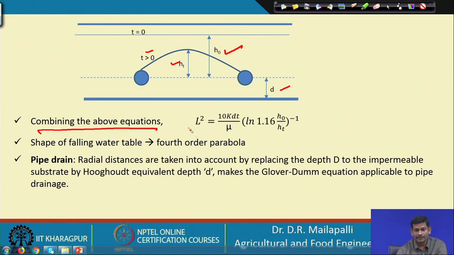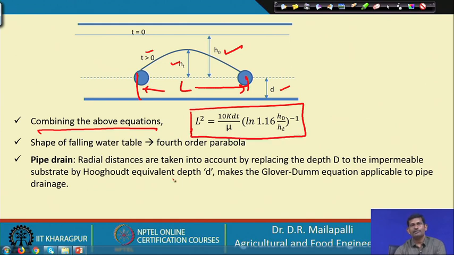Here d is the small d. Combining the above equations, you can find out the drain spacing L between the two drains, which is equal to the square root of 10 k d t by mu into ln of 1.16 h naught by h t, power minus 1. So, from the previous equation, you can find the drain spacing formula using the Glover-Dumm equation for unsteady state conditions. The shape of the falling water table is a fourth order parabola, if you rearrange the terms.